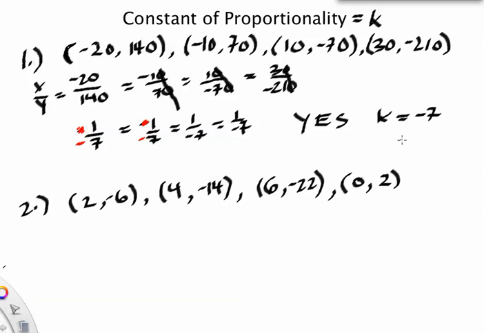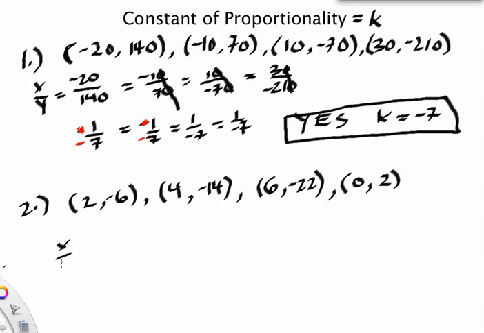So that's how you show work for these problems. A lot of us are not good at showing work on these problems. Alright, so the next one, I'm going to do the same thing, x over y, and it's going to be 2 over negative 6 equals 4 over negative 14 equals 6 over negative 22 equals 0 over 2.